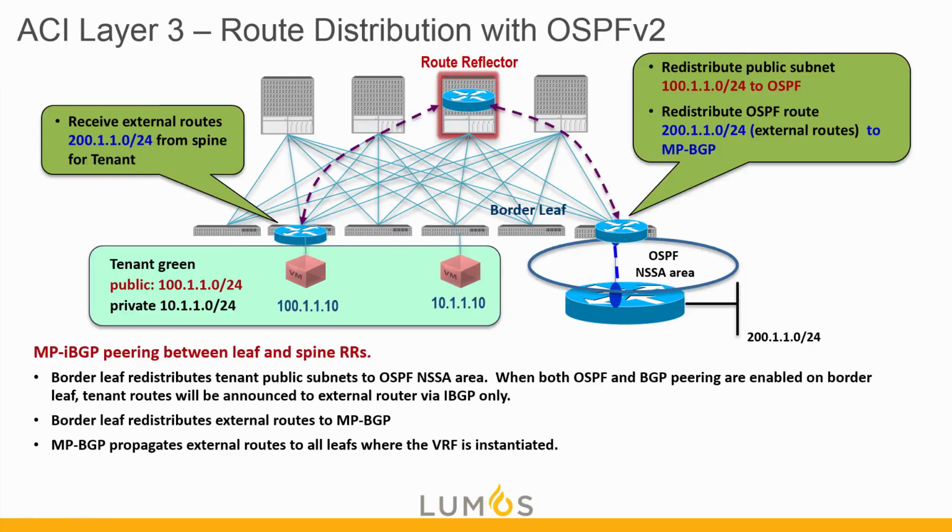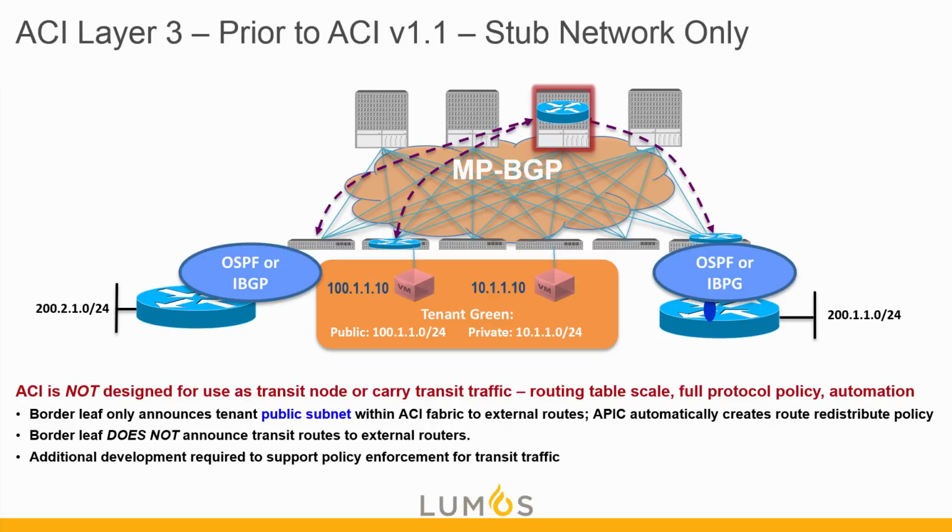So as I mentioned, prior to ACI 1.1, we had stub networks only. Okay, so the ACI was this stub network, and it could not do route redistribution. At the time, it was not designed initially for use as a transit node or to carry transit traffic. So at the time, the border leaf would only announce public subnets, and it automatically would create the route redistribution policy. So it would actually create an IP prefix list and a route map, of course, calling that prefix list in order to advertise the public subnets out.